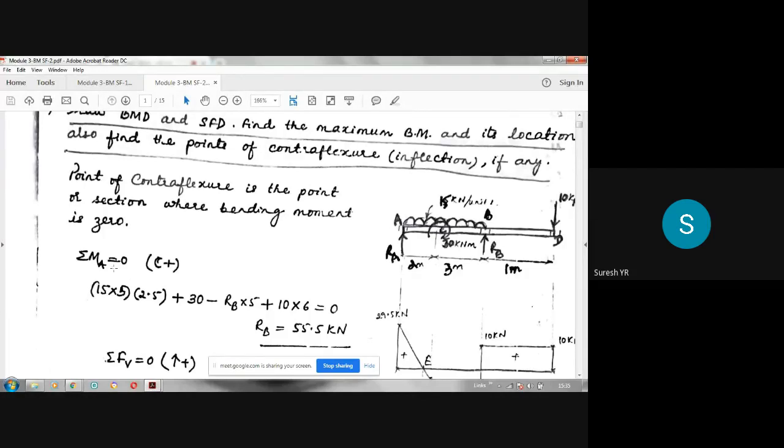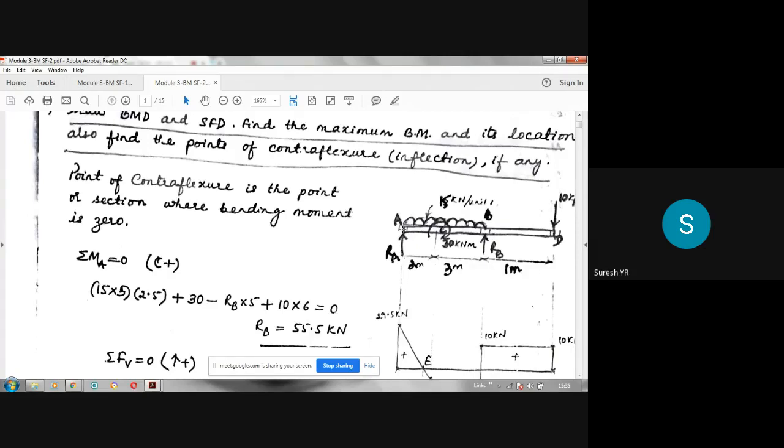You should know how to find the reactions. So let us take RA and RB as the reactions. Now sigma MA is equal to 0. I will take clockwise moments positive. Now I have to take the moments of all the forces about the point A and equate it to 0.